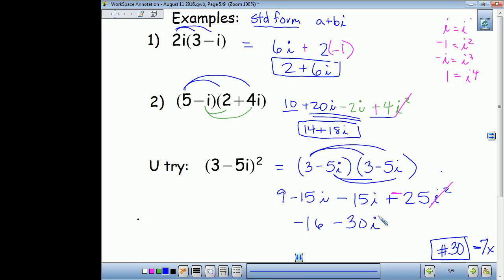All right, number 30. There is a typo. It should be -7x instead of 9. It doesn't factor if it's 9. It does if it's 7. So instead of 9, it should be a 7 on number 30. So everybody make that correction.